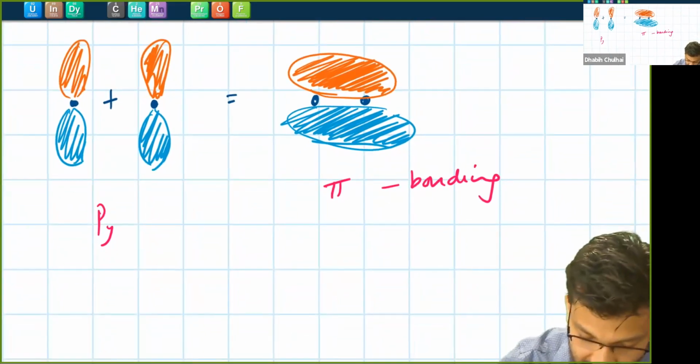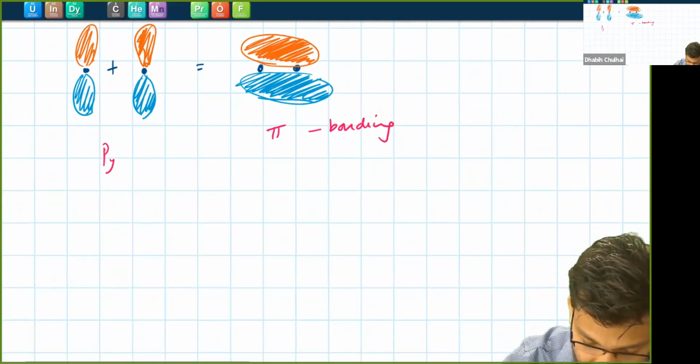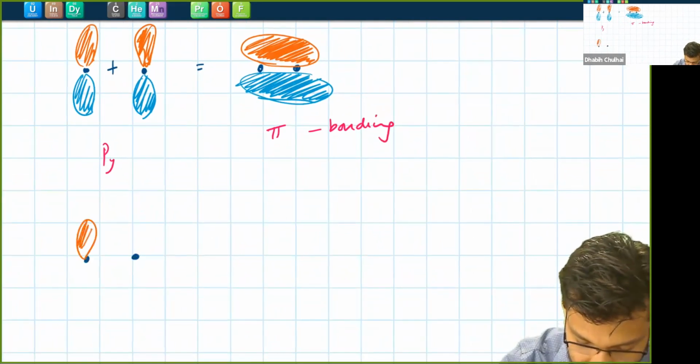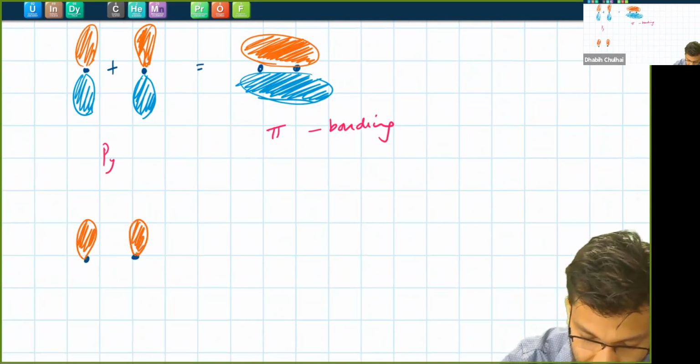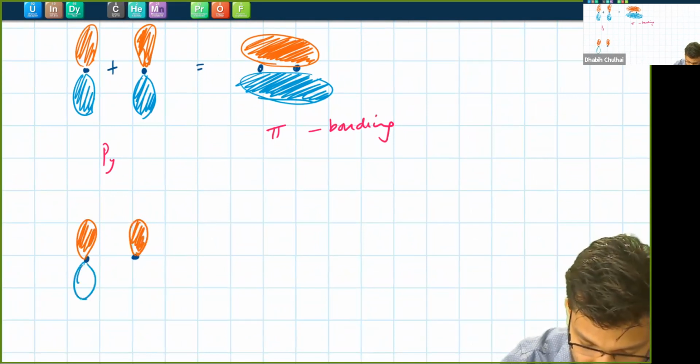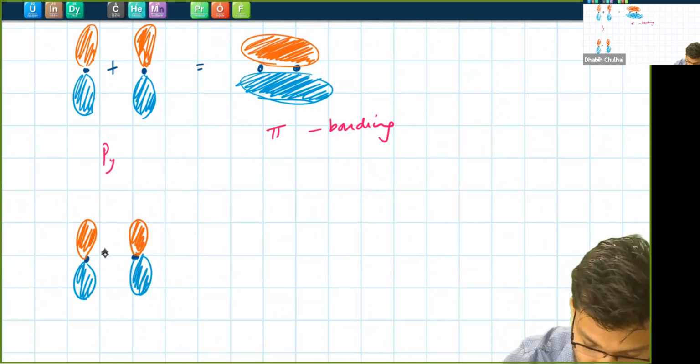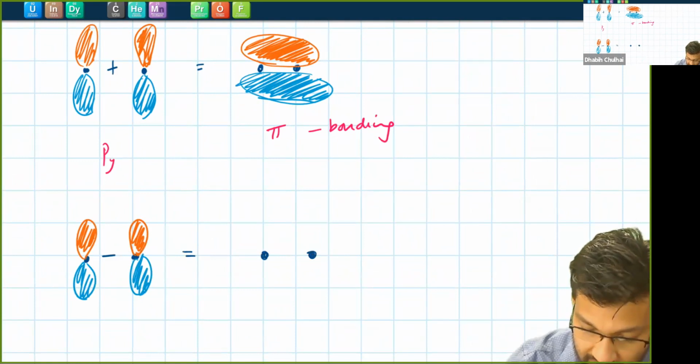We'll repeat the same process, except now we're going to subtract, right? So I'm going to draw back my orbitals. There's my positive and positive parts, my negative and negative parts, but I'm going to subtract now. There's my two nuclei. Well, what do we think happens in this case?